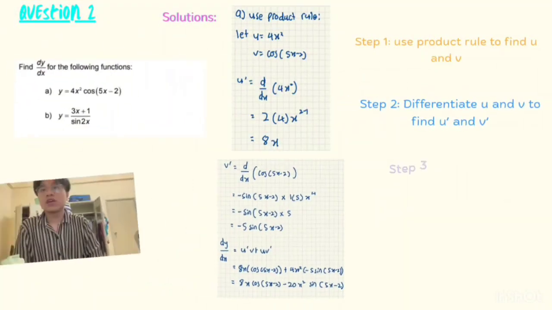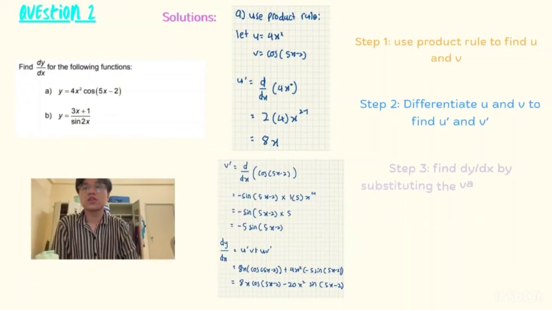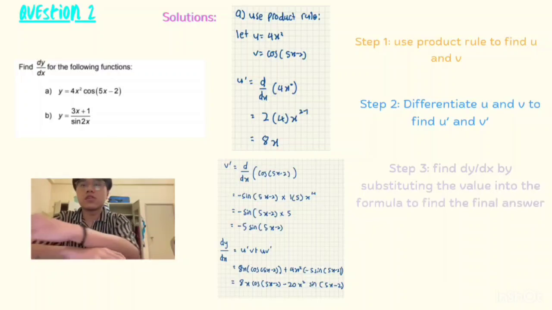For question 2, we are asked to find dy/dx for the following functions. For question A, first of all, we will use the product rule. So after that, we will let u equal to 4x squared, and then we will let v equal to cos 5x minus 2.